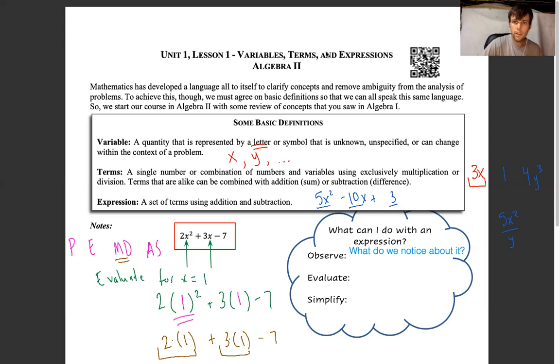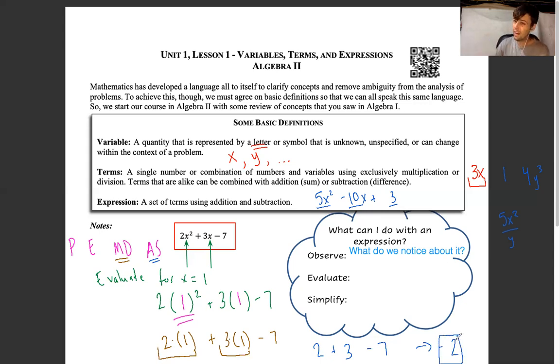So we have the multiplication taking place. 2 times 1 is 2, plus 3 times 1 is 3, minus 7. And then finally, we've reached the step of addition and subtraction, which is all we have left. We just do this from the left to the right, just like you read a page. 2 plus 3 is 5. 5 minus 7 is -2. So overall, we get a final answer of -2.